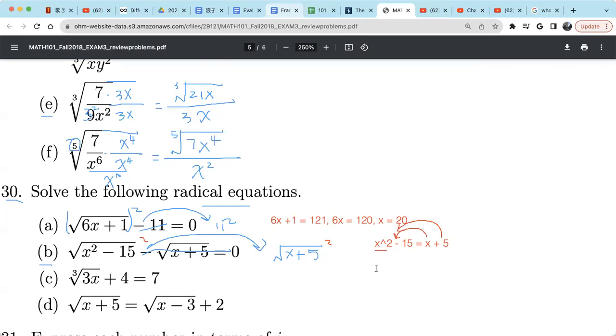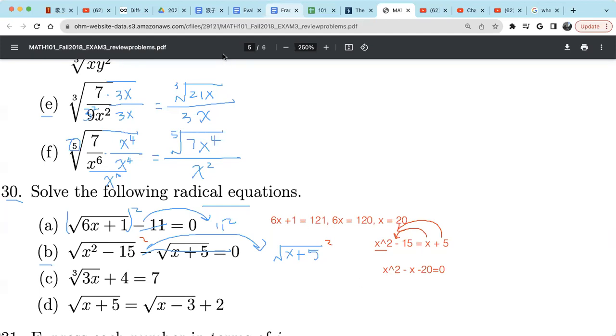So after we do that, we get x squared minus x minus 20 equals 0. All right. This is the way to solve quadratic equations. We always want to make one side 0. Doesn't matter whether it's the left-hand side or right-hand side.